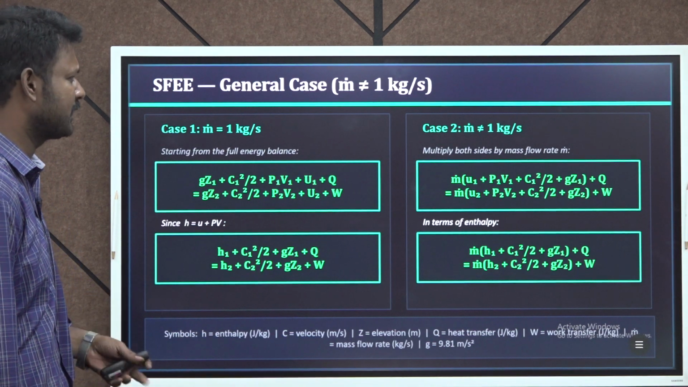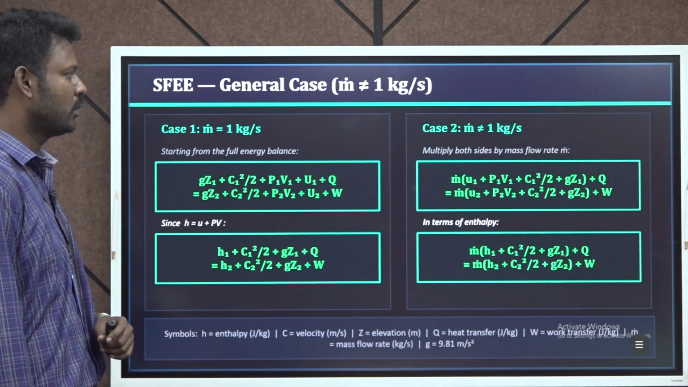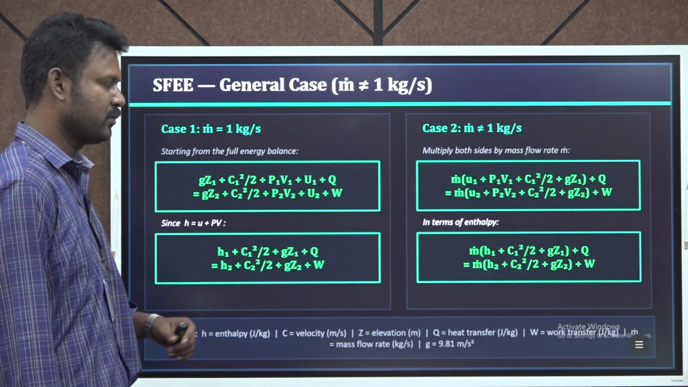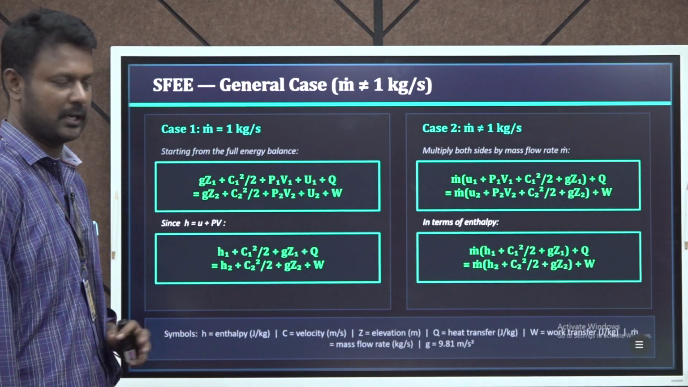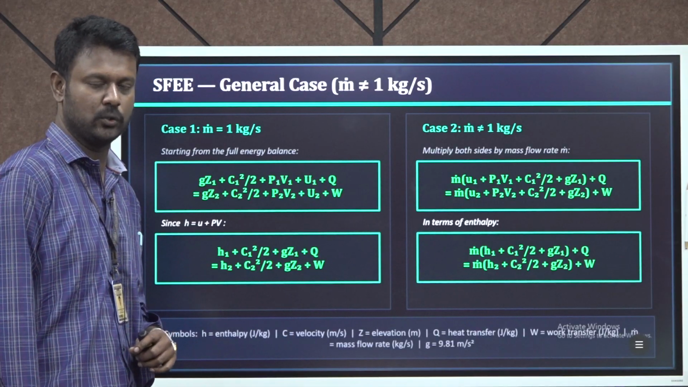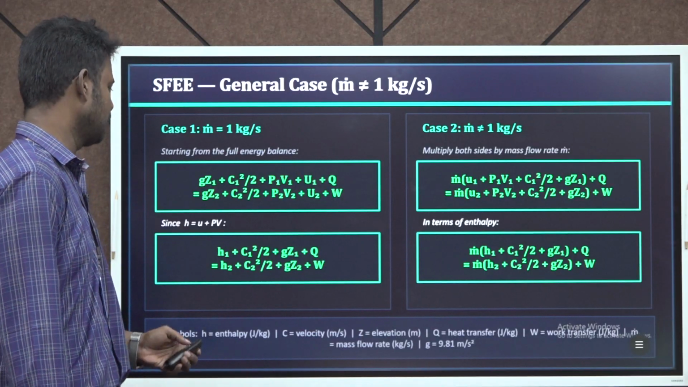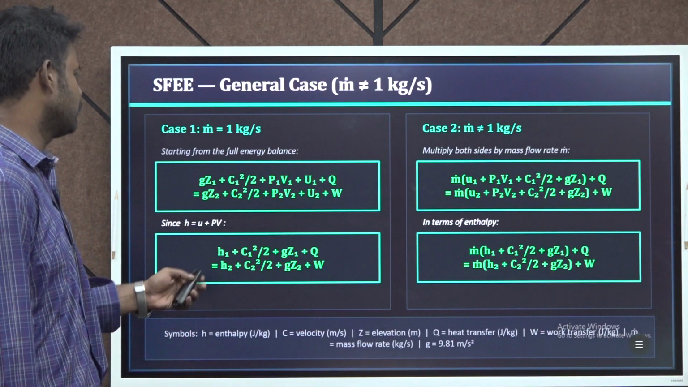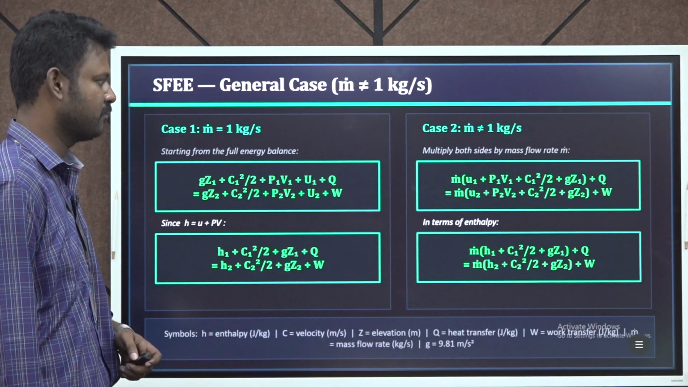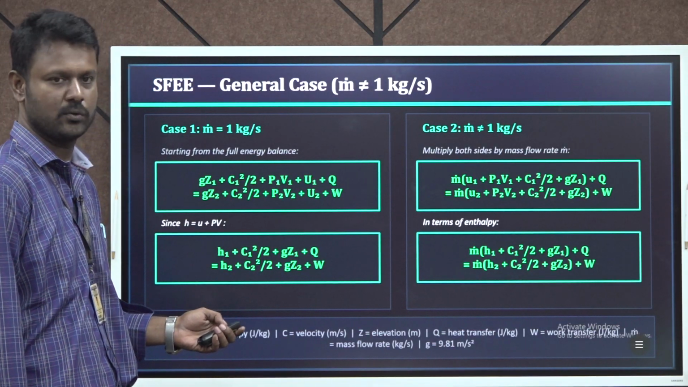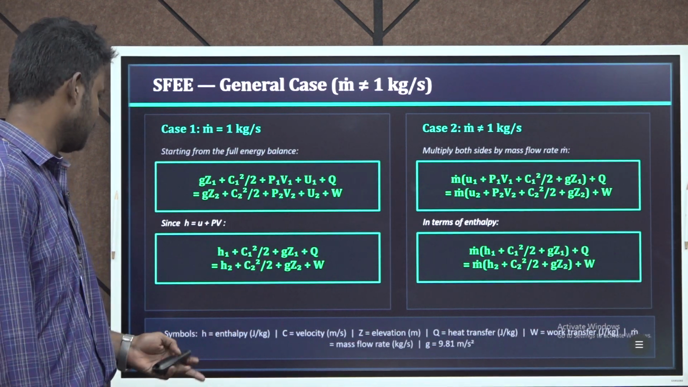When the M value is not 1 kg per second, we should apply the value as M dot (U1 plus P1 V1 plus C1 square by 2 plus G Z1) plus Q is equal to M dot (U2 plus P2 V2 plus G Z2 plus C2 square by 2) plus W. Since U plus PV can be taken as H, the terms change to H1 plus C1 square by 2 plus G Z1 plus Q equals H2 plus G Z2 plus C2 square by 2 plus W.